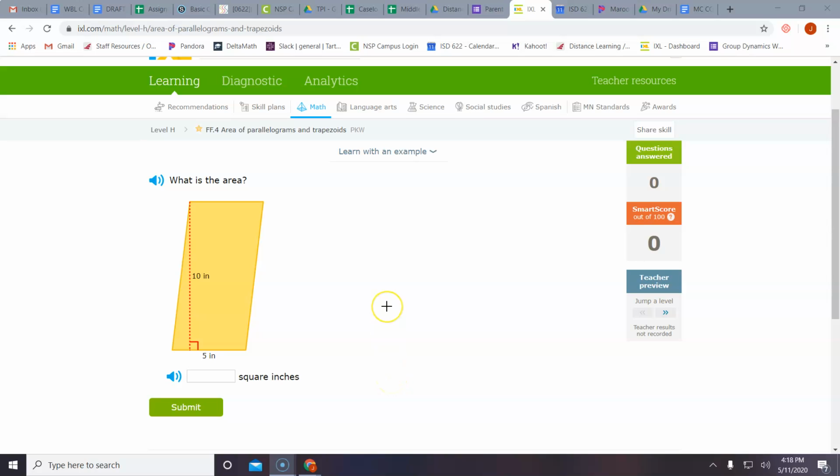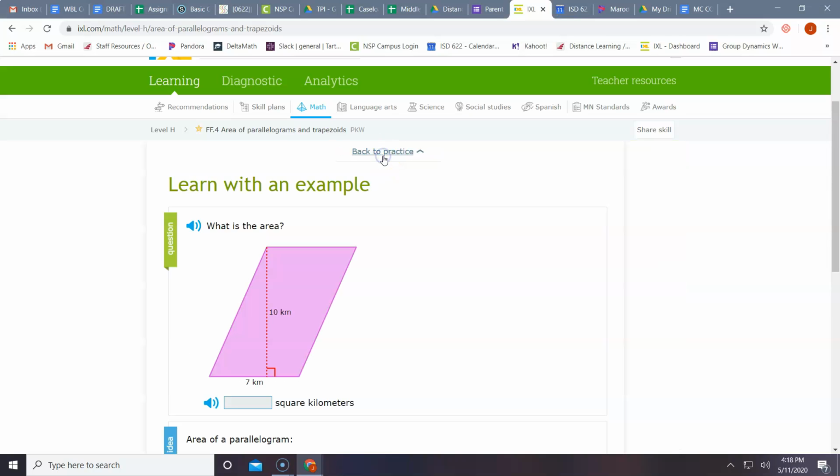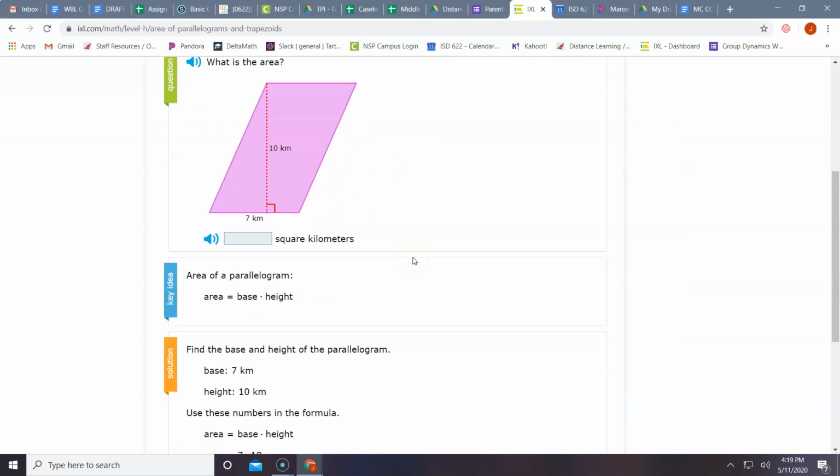All right, here we are taking a look at area of parallelograms and trapezoids. So you can see we've got our perpendicular height here, which is 10, and our base, that's 5. First, let's go ahead and actually learn with an example. Let's see what they have to tell us here.